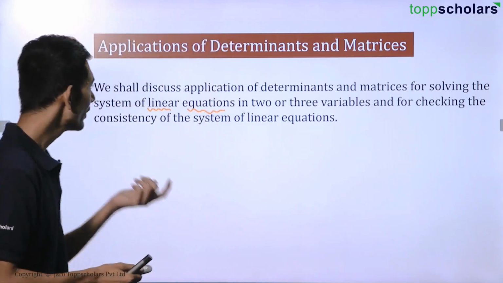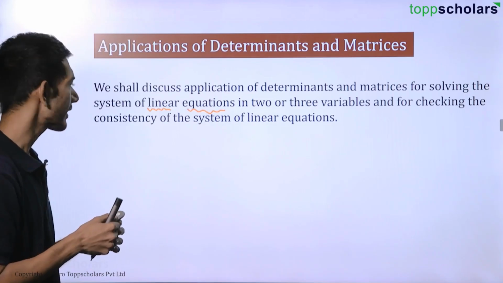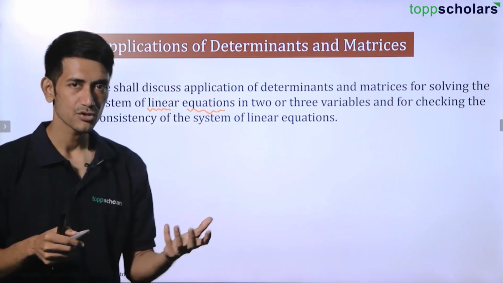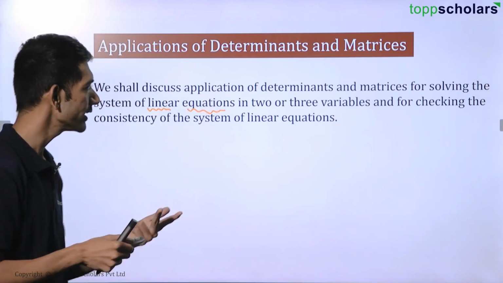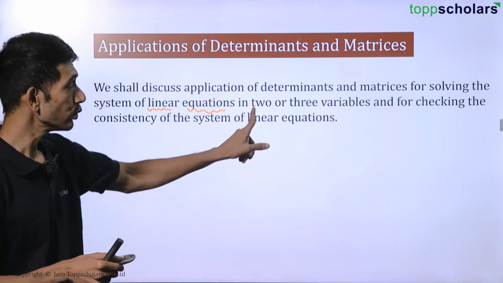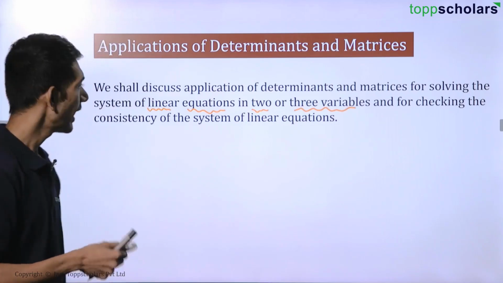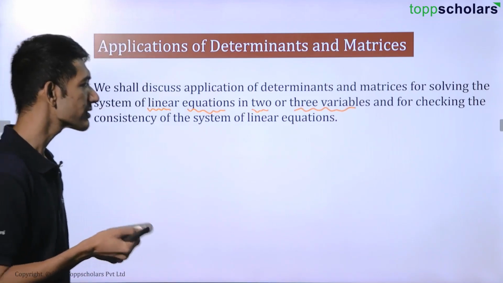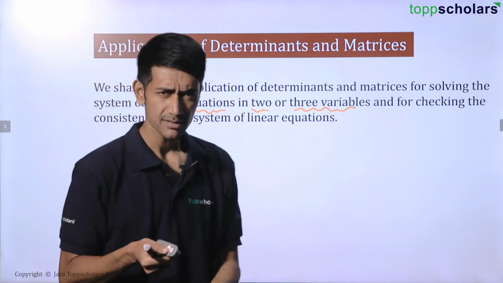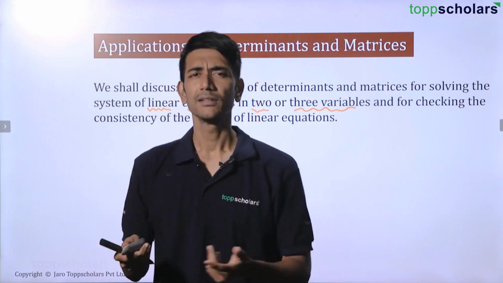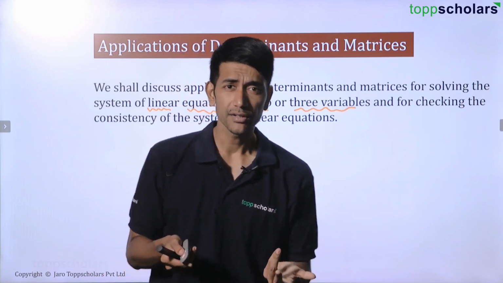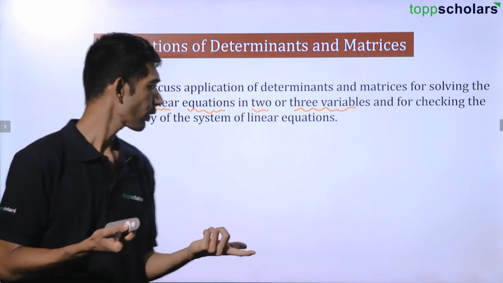We'll see that. So, the application of determinants and matrices for solving the system of linear equations, that is two or more than two linear equations, in 2 or 3 variables, and for checking consistency of the system of linear equations. Consistency means whether the two lines are parallel, coincident or intersecting. That is what we can check.